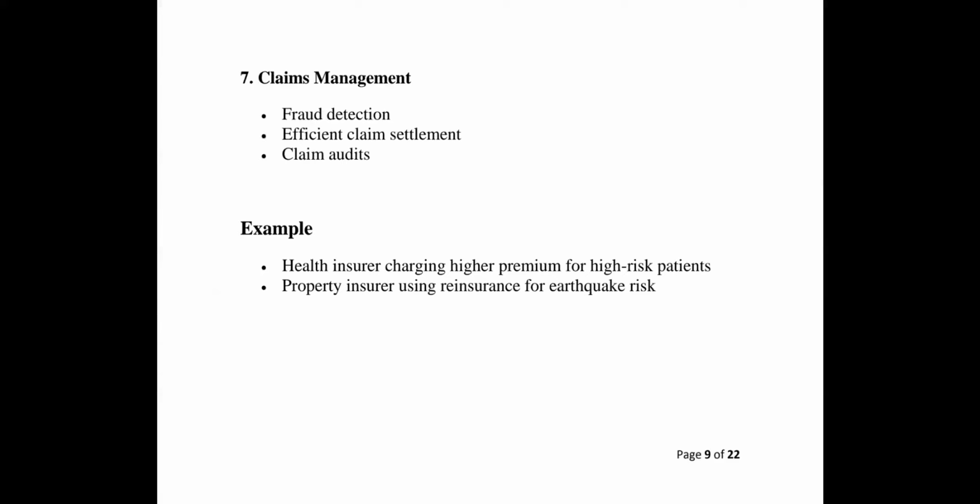Policy conditions and limits: deductibles, co-insurance, exclusions, insurer limits. Loss prevention and control: safety inspections, risk surveys, awareness programs. Claims management: fraud detection, efficient claim settlement, claim audits. Example: health insurers charging higher premiums for high risk patients, property insurers using reinsurance for earthquake risk.